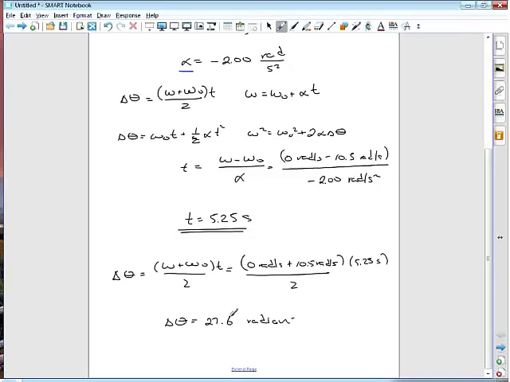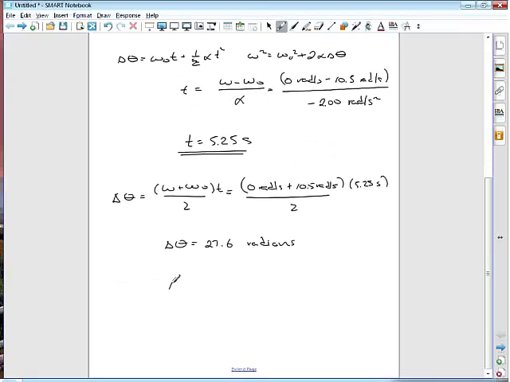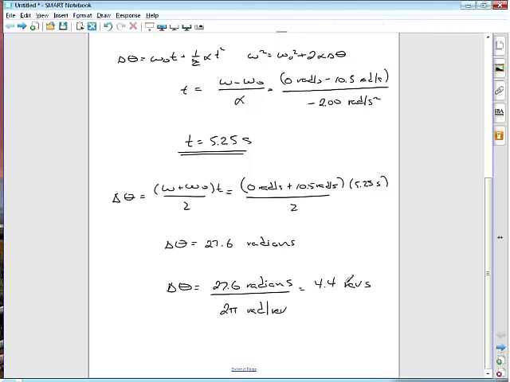And how many revolutions? They won't ask for this, but how many revolutions? All you have to do is divide by 2 pi. So we have 27.6 radians divided by 2 pi radians per revolution. And put that in our calculator, and we get 4.4 revolutions. 4.4 revs. This is the actual question. What's this? Delta theta. And that's it.